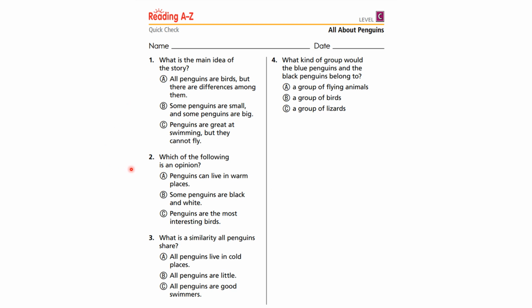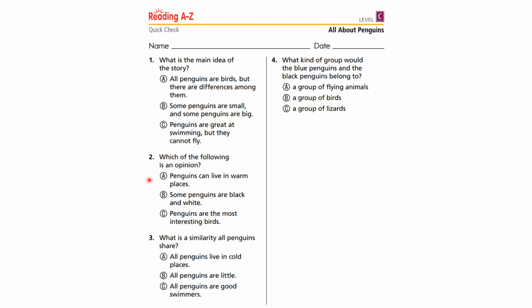Let's look at number 2. Which of the following is an opinion? Remember, an opinion is what you think. Others may not agree with you. A. Penguins can live in warm places. B. Some penguins are black and white. Or C. Penguins are the most interesting birds. Which one of those answers is an opinion? What someone may think, but someone else may not think that.